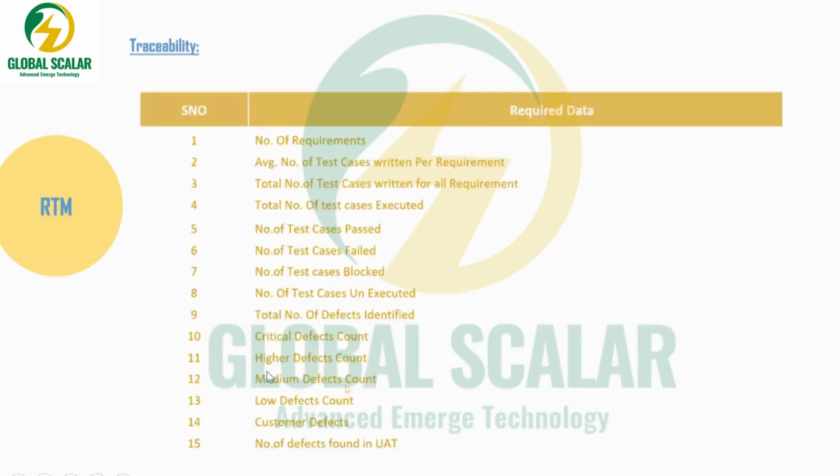Okay, so coming next to the traceability, what other parameters will be covered? The number of requirements and the average number of test cases written for one requirement, the total requirements we considered, the number of test cases we executed, how many were not tested, how many passed or failed, and how many defects we raised as tickets. What are the critical defects, the highly impacting defects, the medium-impact defects, and the customer defects? That will be considered as a part of traceability.